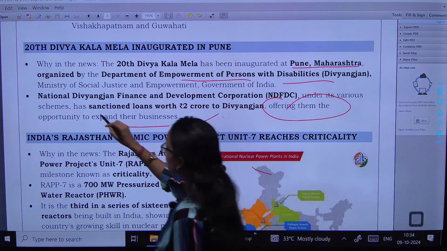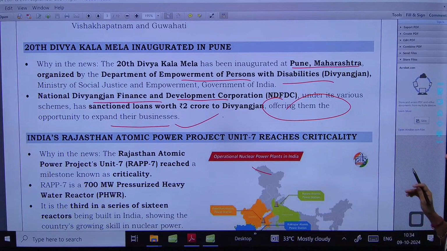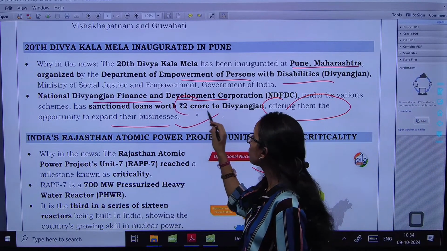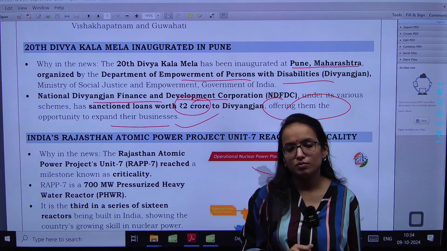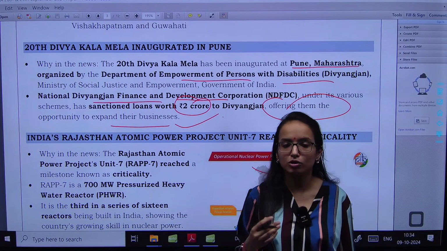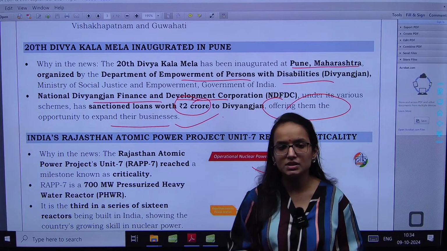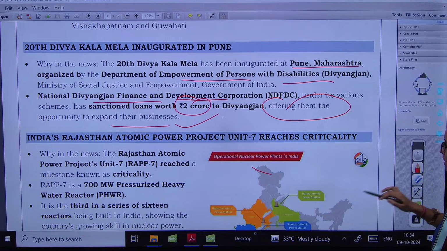Also, the National Divyangjan Finance and Development Corporation, under its various schemes, has sanctioned loans worth rupees 2 crores to these people. Almost 2 crores to these people, so that they can also get equal opportunities and funding to expand into the business arena. All right, so remember 20th Divya Kala Mela, Pune, Maharashtra.